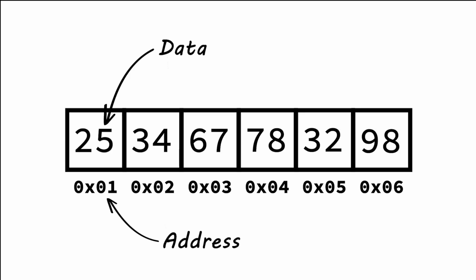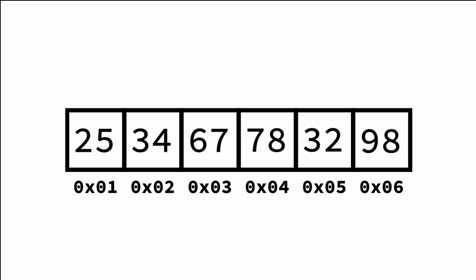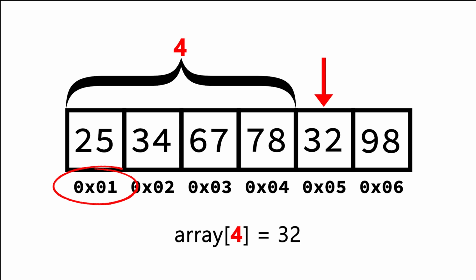In computer science, this type of data structure is known as an array, where each data element is stored directly next to each other in memory. To access a certain element, all you need is the address of the first element, as well as an array index, which tells you how far you need to move down.